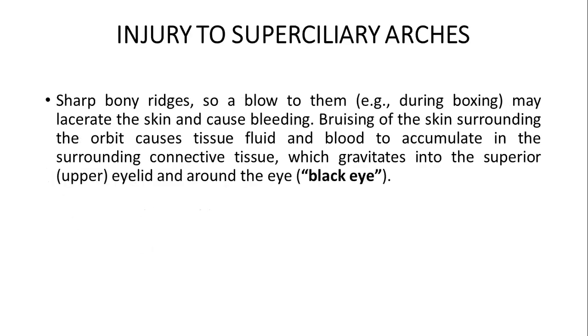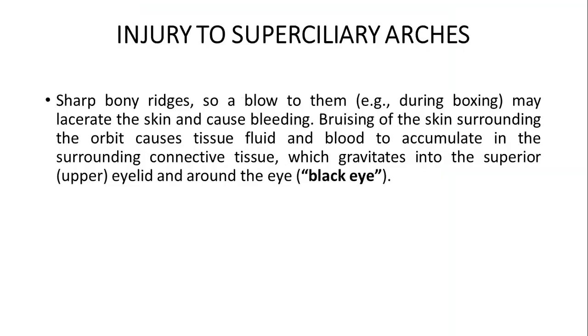Then injury to the superciliary arches. You know the norma frontalis study, and superciliary arches are short bony ridges. So a blow to them, for example during boxing, may lacerate the skin and cause bleeding. Bruising of the skin surrounding the orbit causes tissue fluid and blood to accumulate in the surrounding connective tissue, which gravitates into the superior eyelid and around the eye. So this is ecchymosis, the black eye.